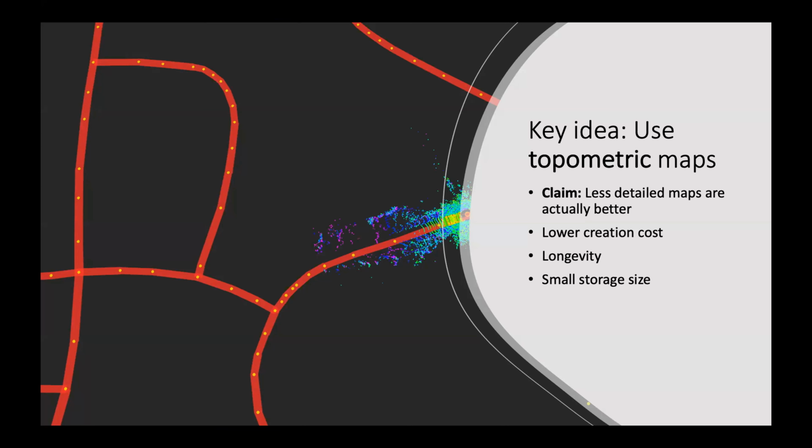So the idea of a topometric map is you have a topologically accurate map of the entire area, but the map is metrically inaccurate. What I mean by this is, if you look at intersections over here, for example, you know the topology of these intersections, whether it's a three-way intersection or a four-way intersection or a two-way intersection, but you do not know exactly the metric properties of these intersections. So you don't know exactly the distance between intersections or the width of the road and so on.